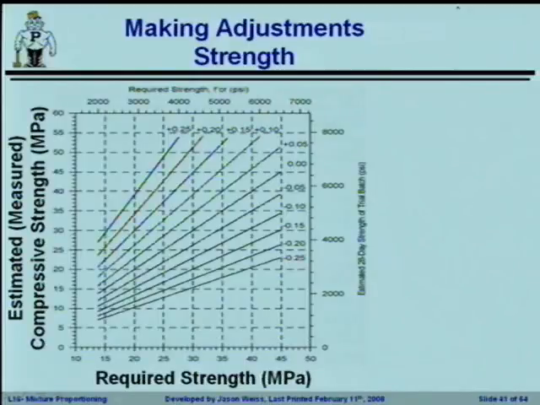Okay. Similarly, we will see the exact same type of graph for making an adjustment of strength. The x-axis, again, is our required strength, or this is the strength we're designing for. The measured strength is what we're seeing along our y-axis.